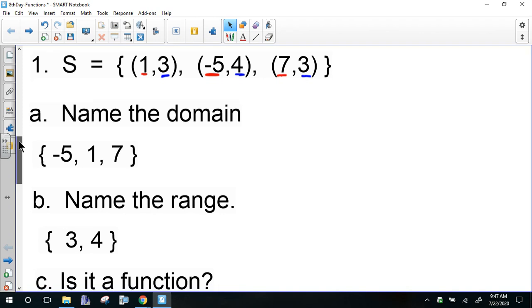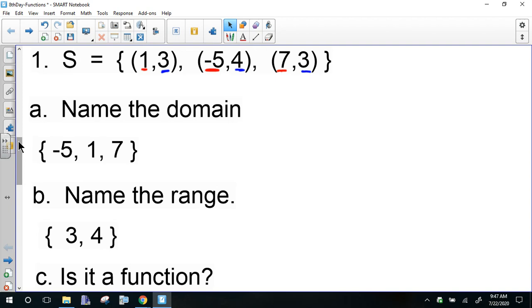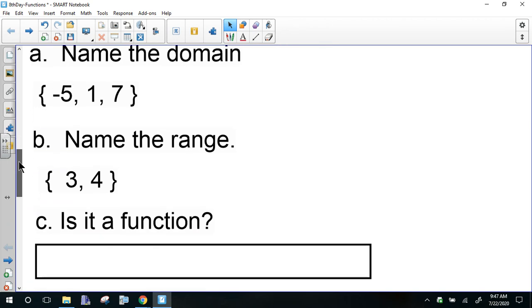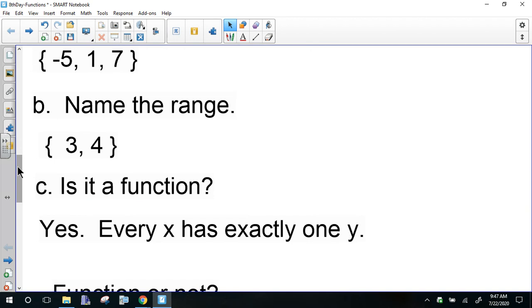So the big question is, is this a function? Well, if we look at the x values, 1, negative 5, and 7, none of them repeat. Okay? None of them repeat. So this is a function. Every x has exactly one y.